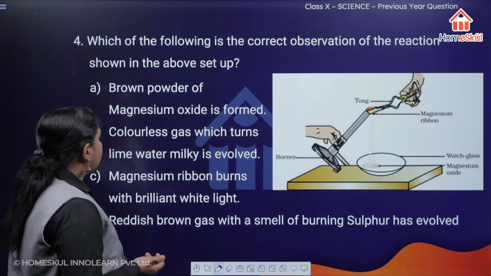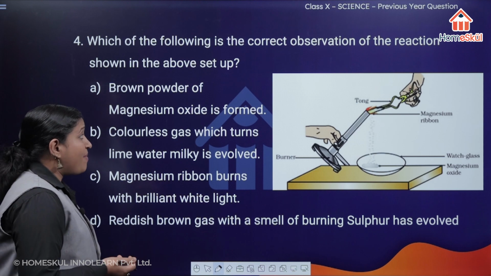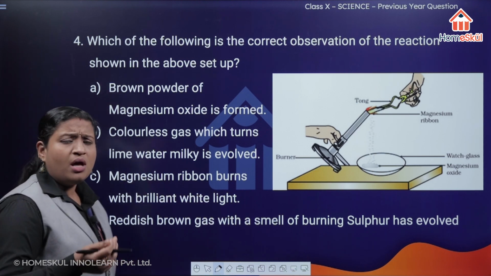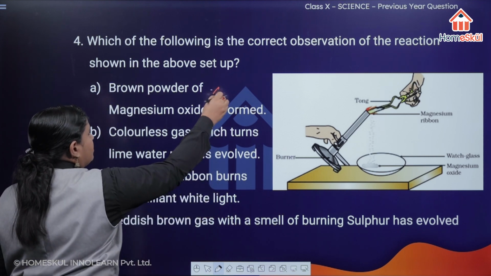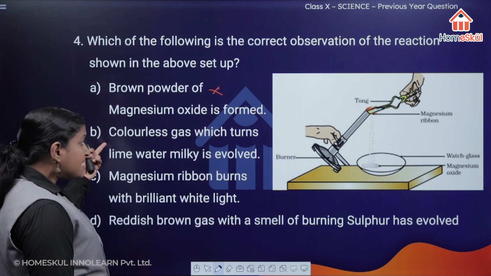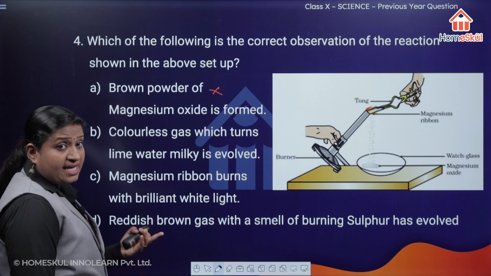So, let's see the options. A, brown powder of magnesium oxide is formed. Is brown powder formed here? No. So, it's not correct. B, a colorless gas which turns lime water milky is evolved.